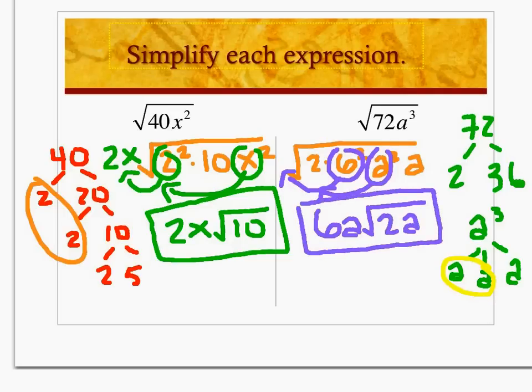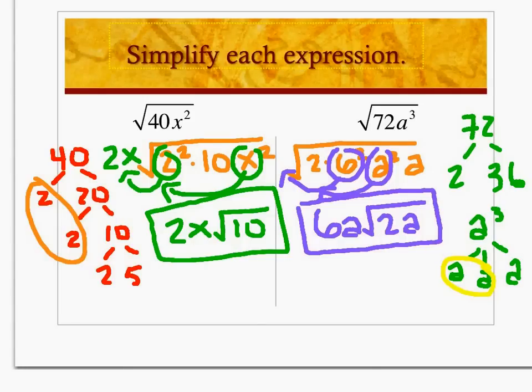Now, you're going to get really used to doing this process, and you don't have to do this whole process every time you do a problem. You're going to just start to recognize the perfect squares, and you know that when you see this 36, it becomes a 6 when it hops out. You'll know when you see the a cubed, an a is going to hop out because you have a squared there times an a.